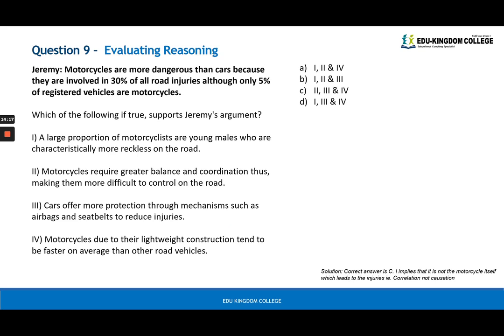Right, question 9, evaluating reasoning. So Jeremy says that motorcycles are more dangerous than cars because they're involved in 30% of all roadside injuries, although only 5% of registered vehicles are motorcycles. So this is his main point, and he gives some evidence. Which, if true, supports Jeremy's argument?